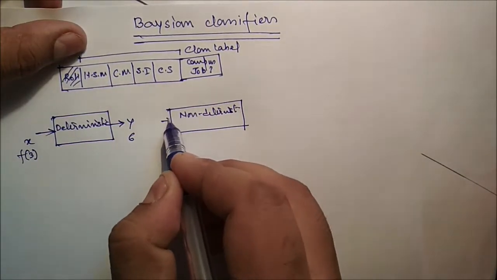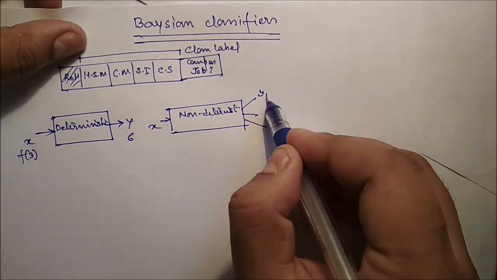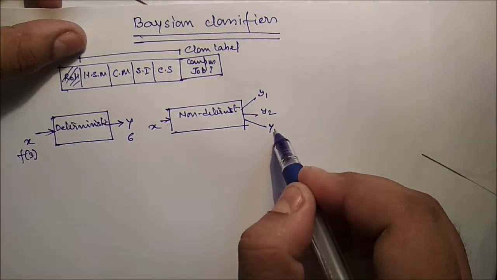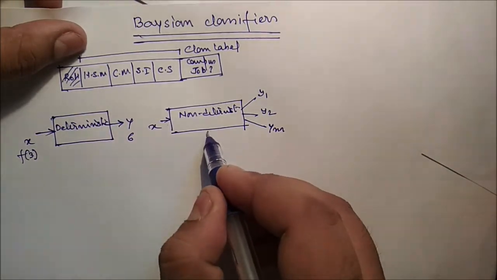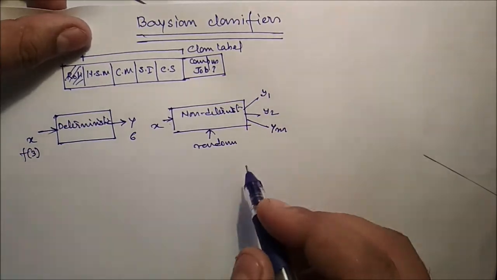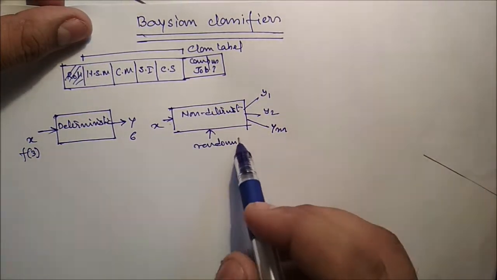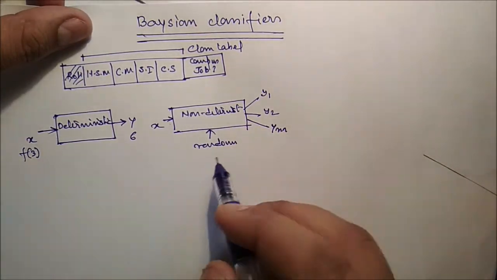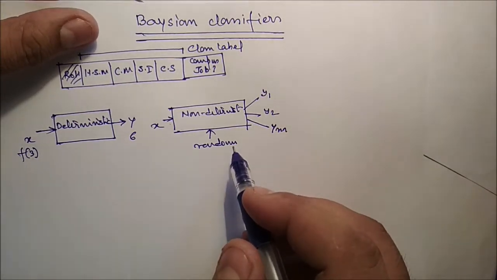For the same set of input we may get different outputs. Sometimes it is y1, sometimes y2, sometimes yn. That means some randomness is there, some random variable is associated. So between the attribute set and the class label the relationship is non-deterministic. In this situation we may use Bayesian classification.